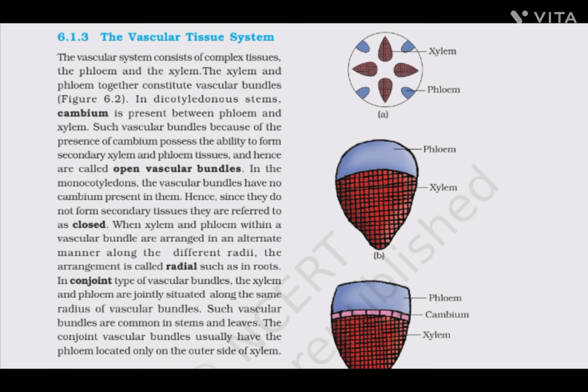In monocotyledons, the vascular bundles have no cambium present in them. Hence, since they do not form secondary tissues, they are referred to as closed. When xylem and phloem within a vascular bundle are arranged in an alternate manner along the different radii, the arrangement is called radial, such as in roots. In conjoint type of vascular bundles, the xylem and phloem are jointly situated along the same radius of vascular bundles. Such vascular bundles are common in stems and leaves. The conjoint vascular bundles usually have the phloem located only on the outer side of xylem.